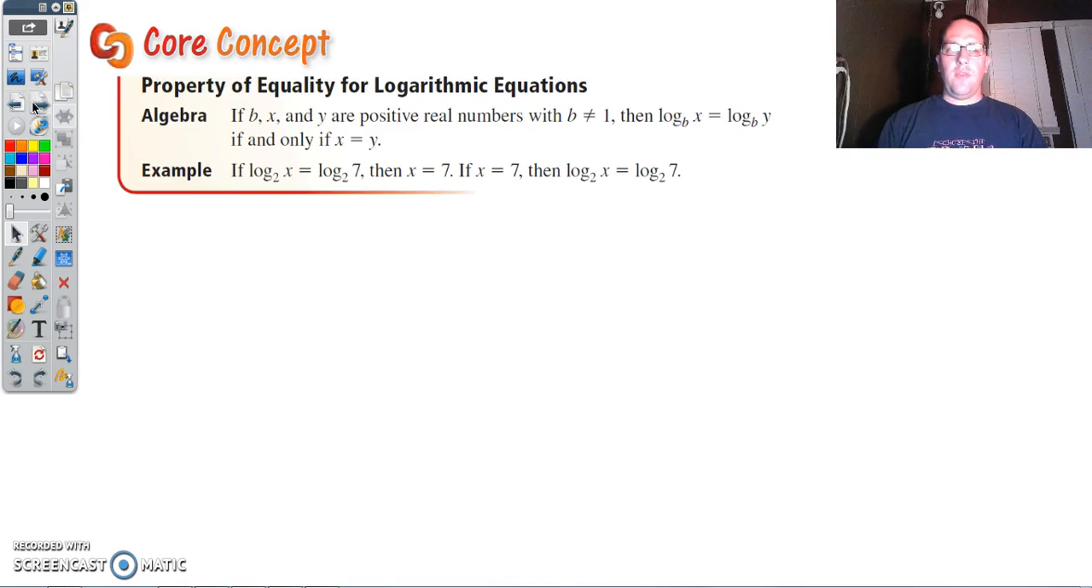So here we have this property of equality for logarithmic equations. And what this says is that if you have log base b of x equal to log base b of y, then x must equal y, right? Because if the bases are the same and the logarithms are the same, the arguments must also be the same. So if log base 2 of x equals log base 2 of 7, then x must equal 7. All right? It's pretty simple.